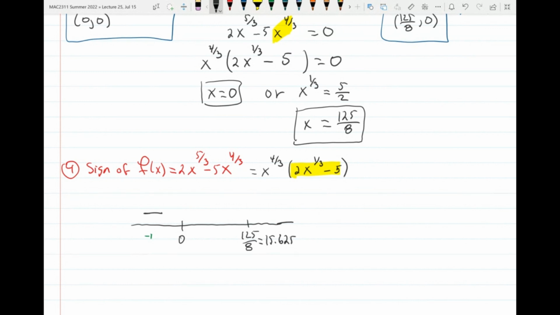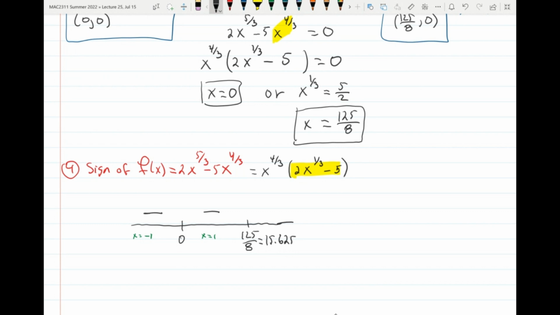Okay, then let's pick a number between 0 and 15.625. So let's say 1, right? Always pick easy numbers that you can plug in. So I'm going to pick x equal 1. When you plug it in, we get 2 minus 5, so we get negative again. Okay, we get a negative again, and then on the other side, let's pick something that's bigger than 15.